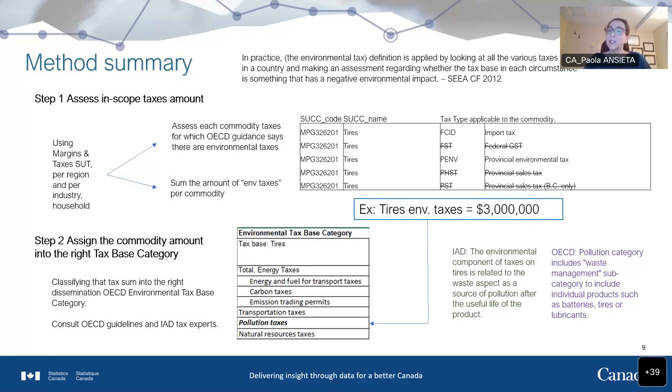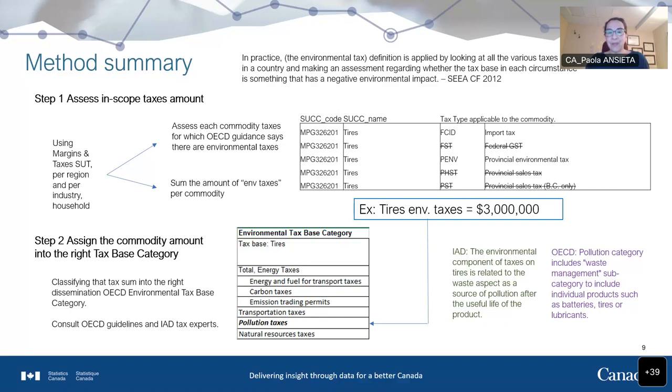Step two involves assigning this total to the proper tax base or account line. For this, we rely on the expertise of our Statistics Canada colleagues, who are the custodians of this tax data, for the guidance on the environmental link between each tax type and commodity, as well as the OECD guidelines, which provide a good description of what is included in each tax-based category. In this example, our supply use table colleagues inform that the environmental component of taxes on tires relates to the waste aspect as a source of pollution. When cross-checking this with the OECD guidelines, one can see that the pollution category includes waste management for products like tires. As a result, this fictional amount of $3 million will be accounted for under the pollution line in the account.